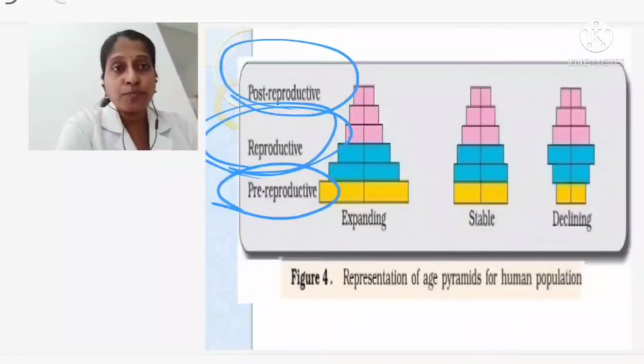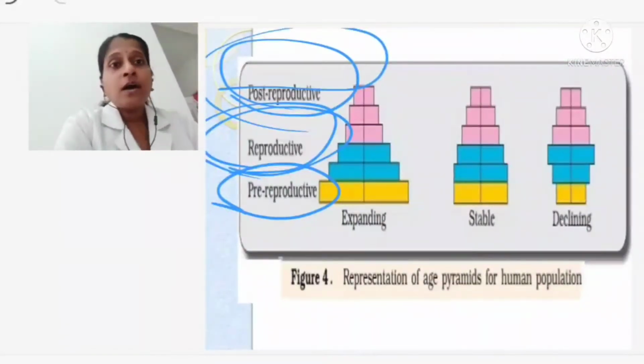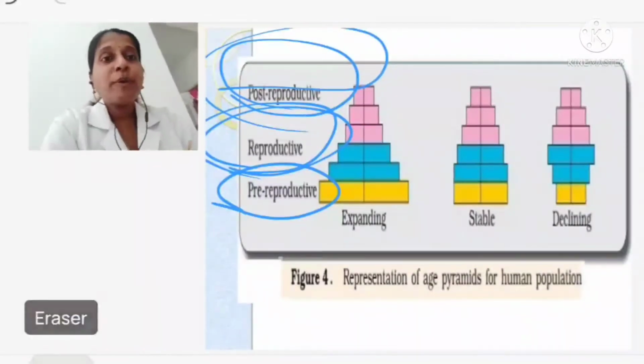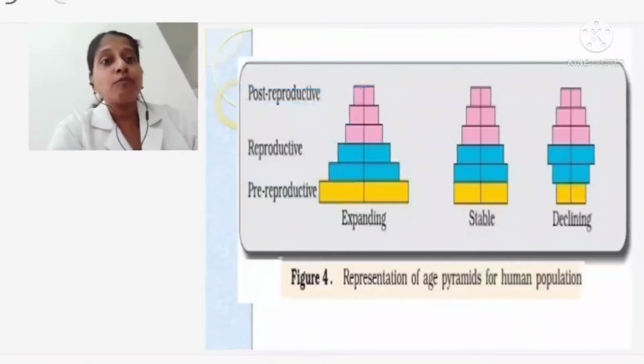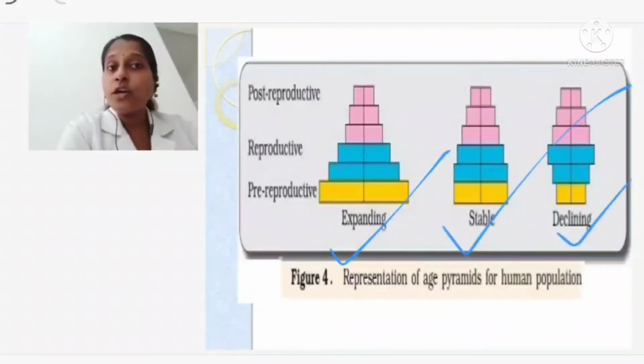Reproductive group, those who are capable of reproduction, we call it what? The reproductive group. And post-reproductive, those who are old aged, they are not that viable, so we put them under a group. The old people, we put into a group called as what? Post-reproductive group. So what are the three groups? One is pre-reproductive, reproductive, and post-reproductive. Now based on these, there are three types of population pyramids. What are they? One is the expanding pyramid, second is the stable, and third is the declining pyramid.